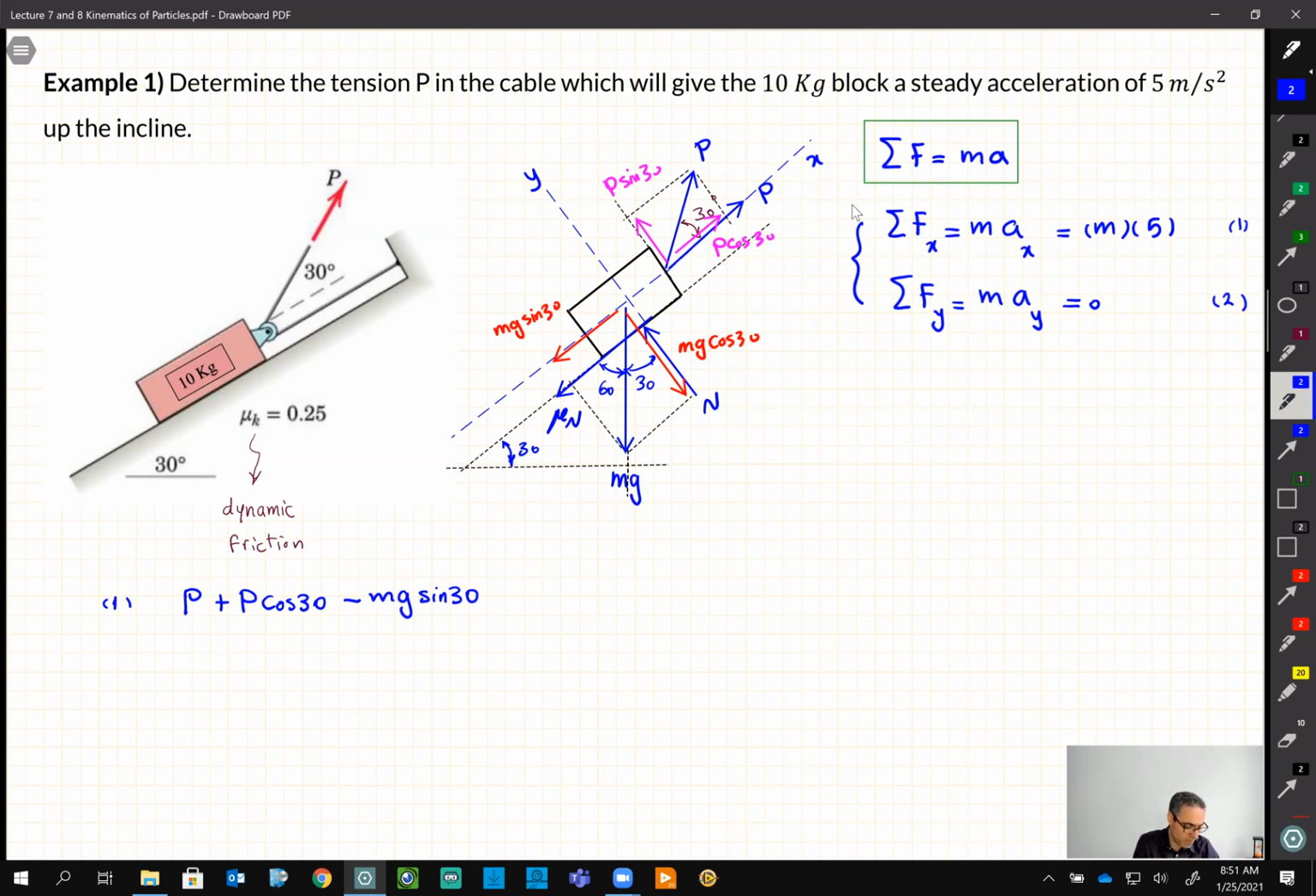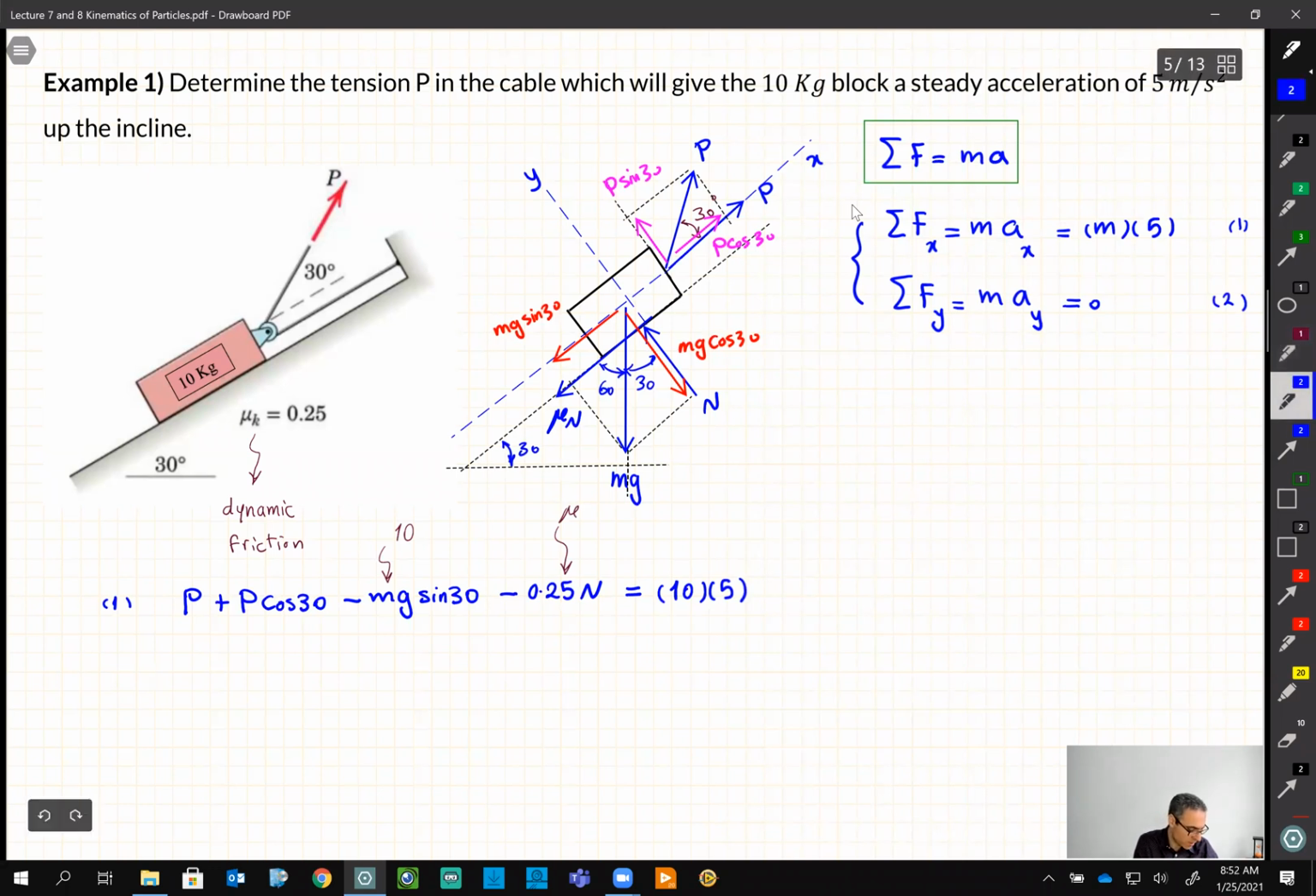And don't forget, we have the friction. Minus mu, we replace mu by 0.25 N. And everything has to be equal to m, which is 10, multiplied by a, which is 5. Okay, good. We have some formula here, but we cannot solve it, right? So don't forget this guy is mu, which already we know what it is. And m, we know it is 10, but we don't know N and P.